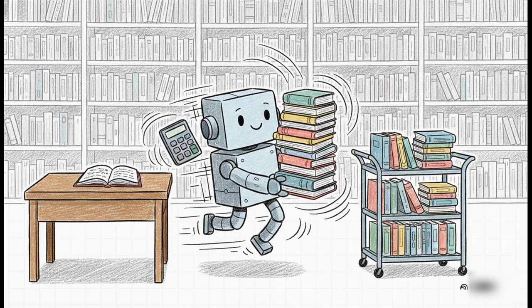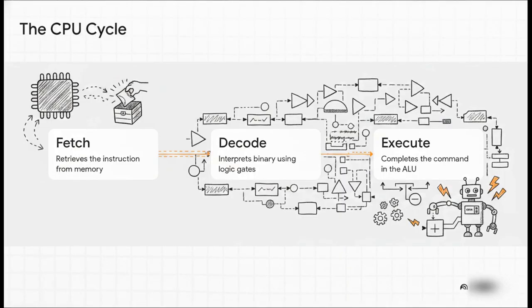The robot itself acts as the control unit, rapidly pulling books to the table, reading them, and using a calculator to find the exact answers. And this robot strictly follows the CPU's technological DNA, which is a relentless 3-step cycle. First, fetch. It grabs an instruction from memory. Second, decode. It interprets the binary meaning using an intricate arrangement of logic gates. And third, execute. It actually completes the command. Fetch, decode, execute. Millions, billions, or even trillions of times every single second.